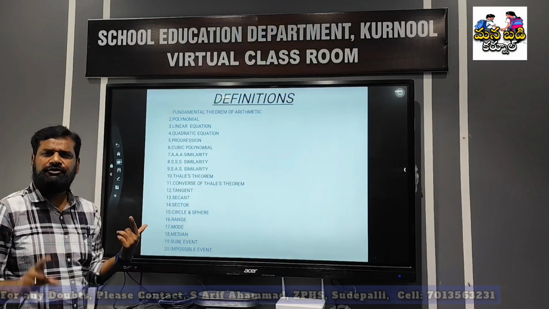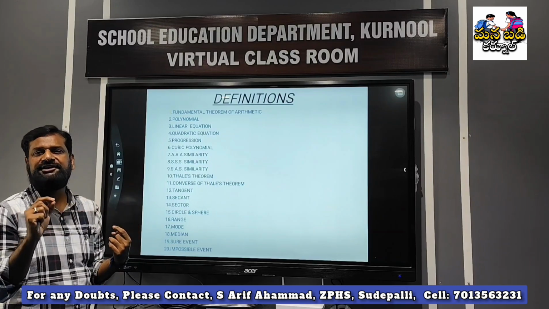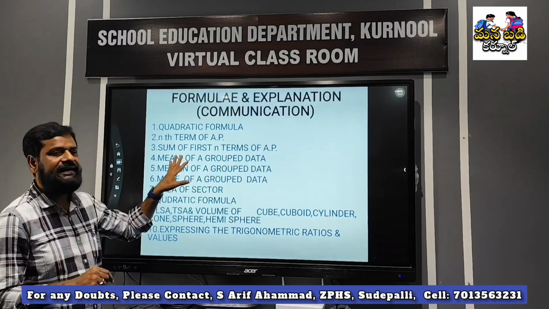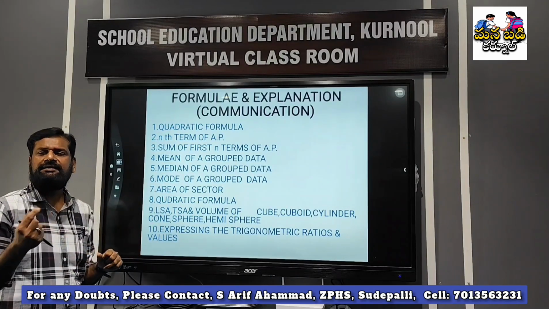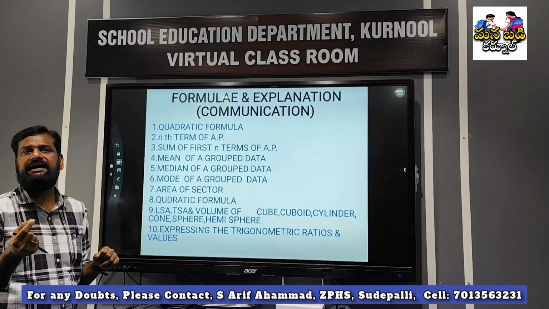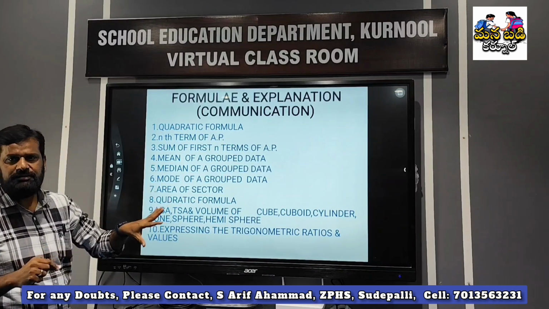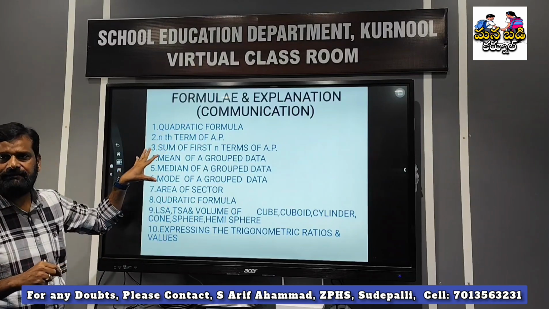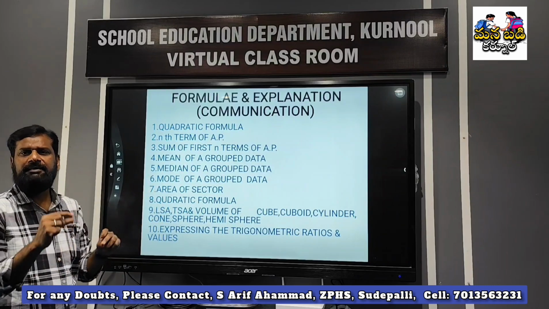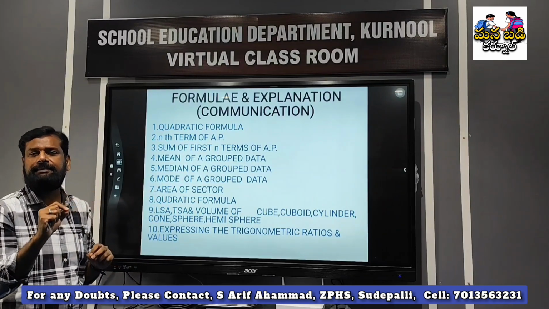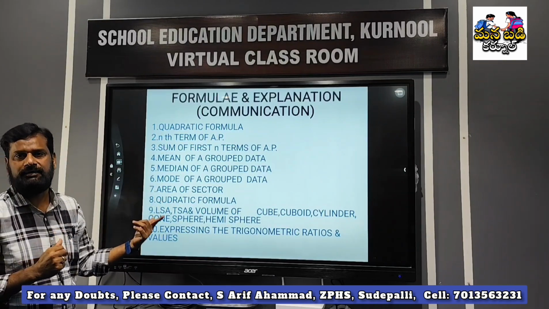Definitions. If you see either 1 mark or 2 mark questions, every time one definition has been asked. There is a possibility of getting a formula in all the chapters. Recently in SA1, they asked what is the sum of n terms of AP and explain each term in it. Like that, throughout the textbook, I have gathered some formulae where the student will learn the formula and he must know what each variable represents in that formula.